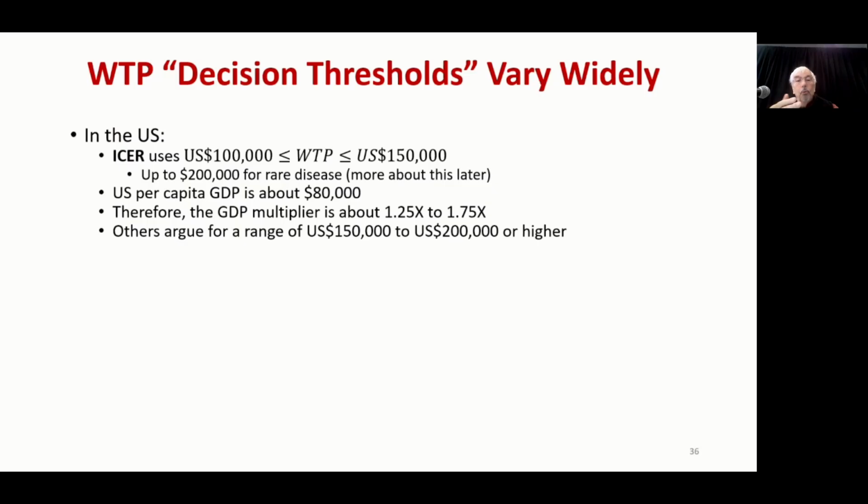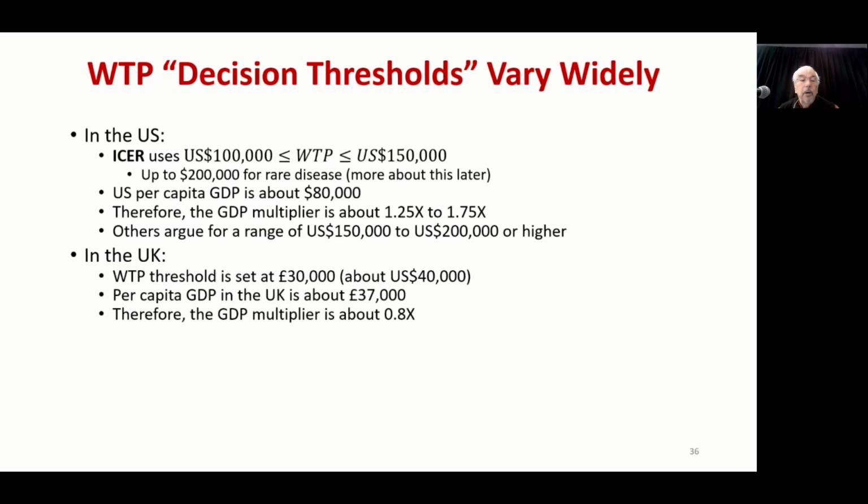That is to say, we're willing to pay more than a year's worth of personal consumption income in order to gain health. And some people in the U.S. are arguing for even much larger values, 150 to 200,000 or more per quality adjusted life year. In the United Kingdom, quite in contrast, the threshold is 30,000 pounds. That's about 40,000 US dollars.